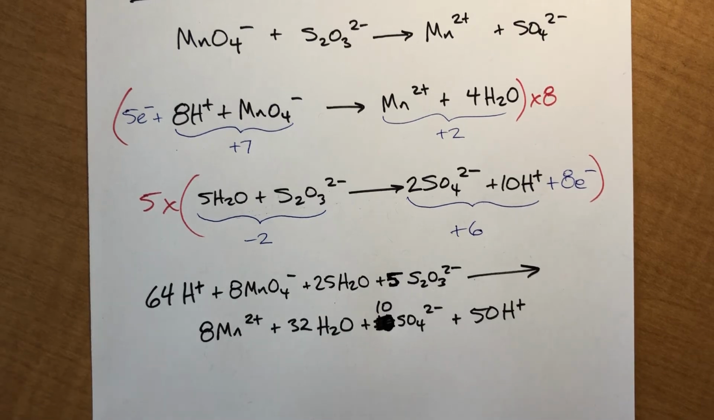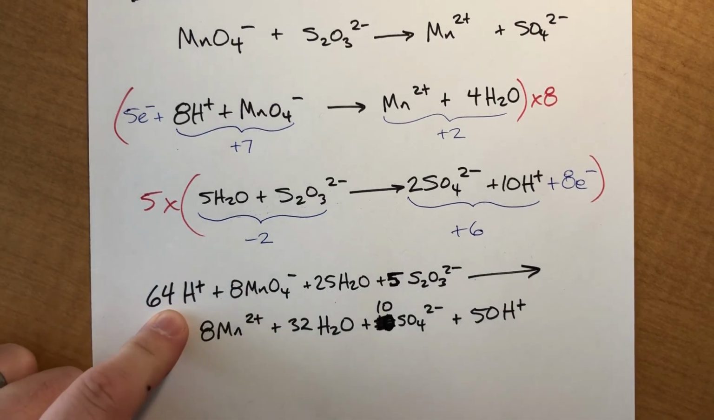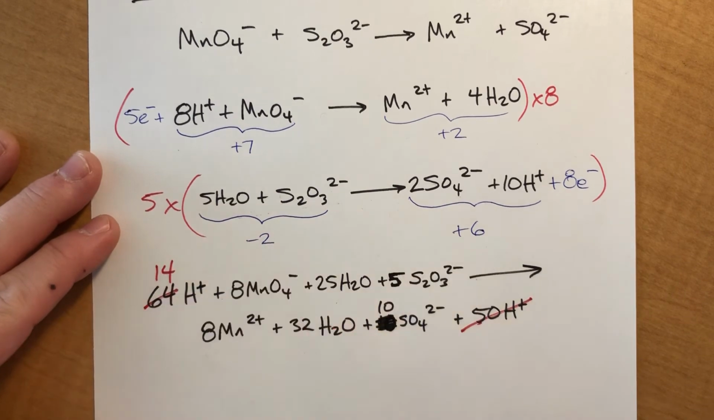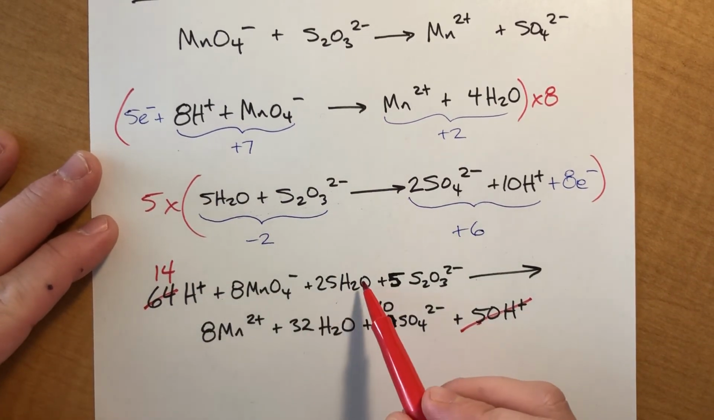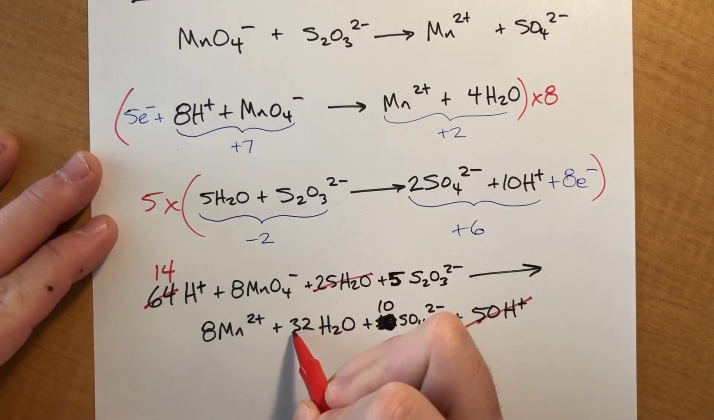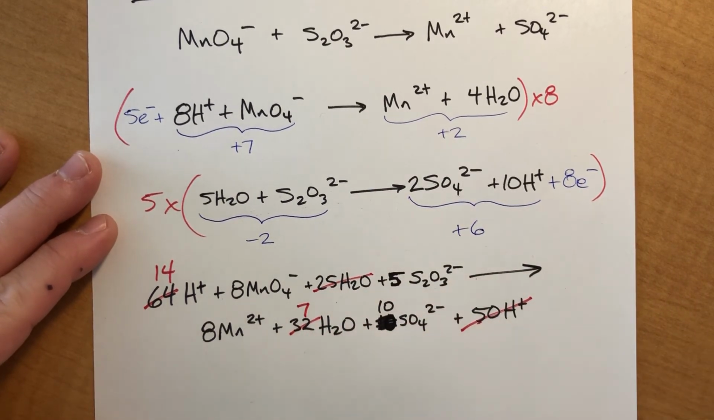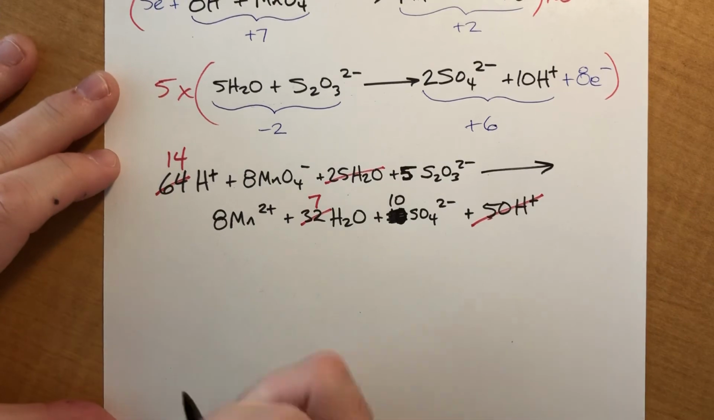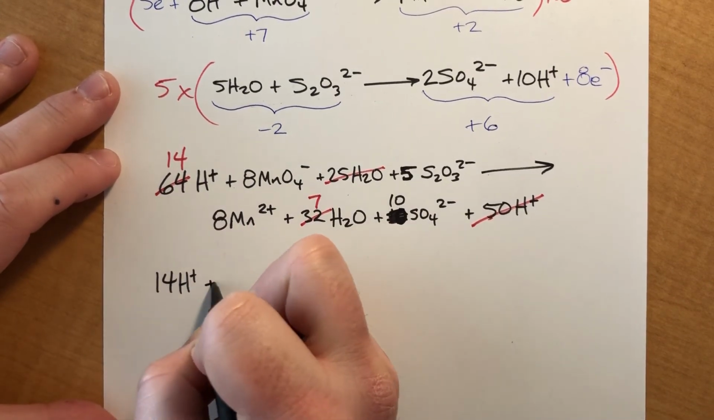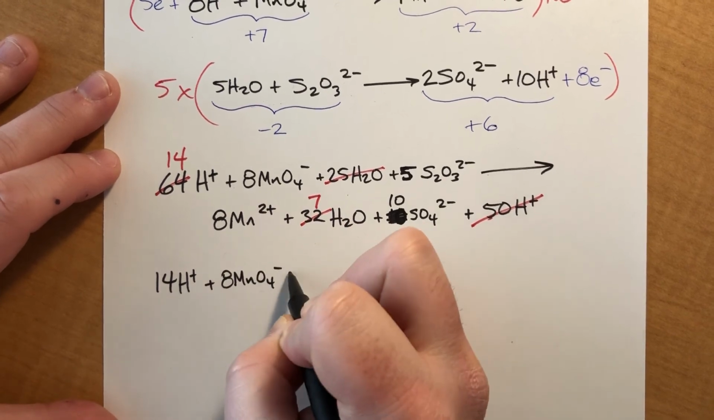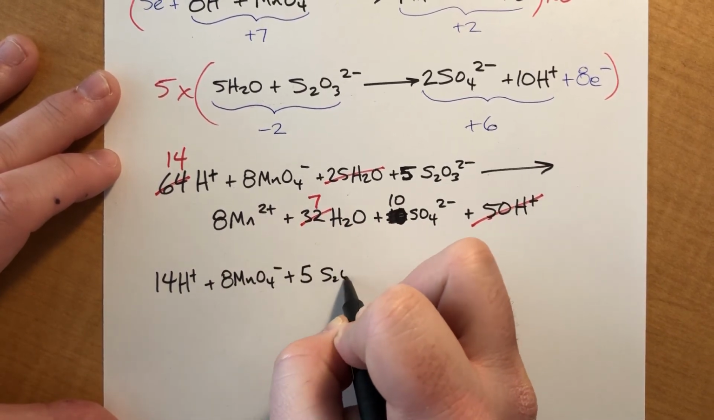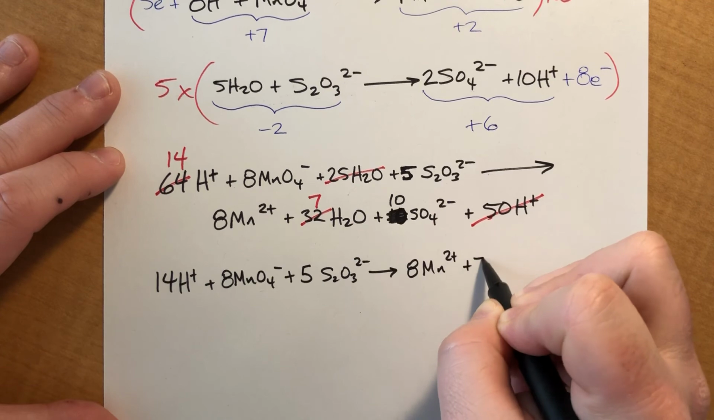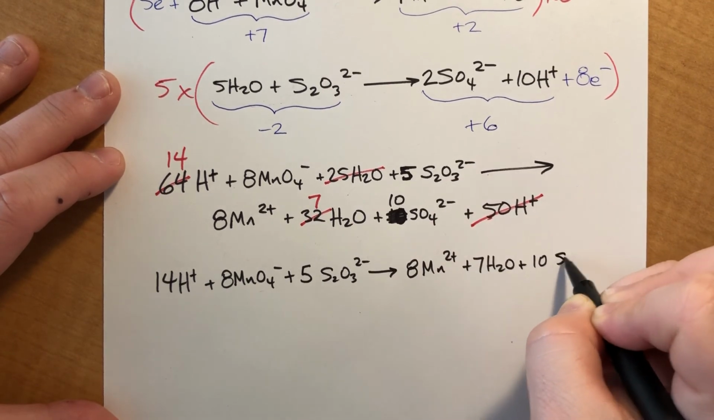Now we're gonna go through and cancel out anything that's the same on both sides. So H pluses, we have 64 here and 50 here, so we can cancel 50 off of both sides. This goes away, and this becomes 14. Waters, we have 25 here and 32 here, so we can subtract 25 off both sides. 32 minus 25 is 7. This is the new final balanced equation. We're going to rewrite it just to make it look pretty. 14 H plus plus 8 MnO4 minus plus 5 S2O3 2 minus forms 8 Mn2 plus plus 7 waters plus 10 sulfates.